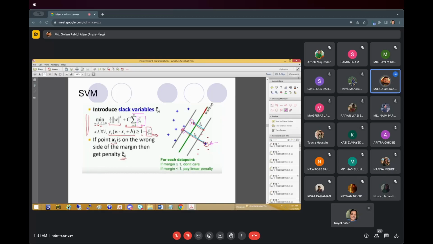So it is the distance. This mistake and this mistake are not the same, because a mistake that is very far is not the same as a mistake that is very close to the hyperplane. So we take the summation of all these distances, and for each one we add the penalty, that is C.